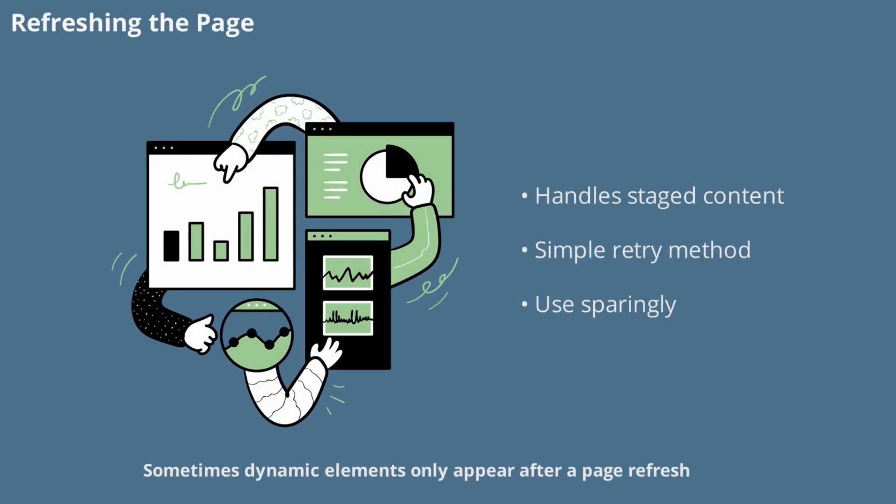Sometimes, dynamic elements only appear after a page refresh. Selenium allows you to refresh the page and retry locating the element. This can be especially useful for applications that load content in stages or after certain triggers. Just remember to use this technique judiciously to avoid unnecessary reloads.